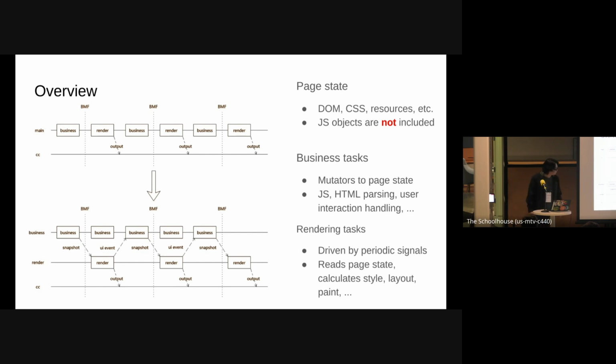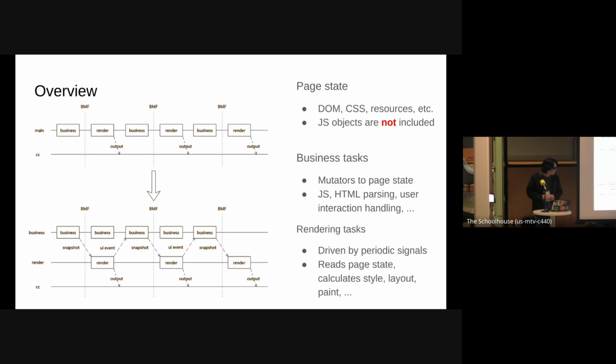Obviously there will be synchronization between the two threads. The first part is how the render thread reads the page state. It doesn't need to read the up-to-date page state. It reads a previous snapshot, and does the calculation based on that snapshot. And while the calculation is going on, the business thread can keep working.